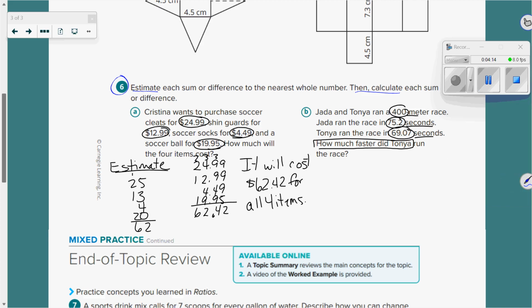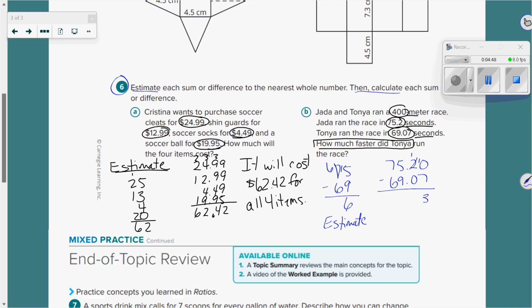Remember, when I do the race, the faster time is actually the person who won. So I know it's about 75 seconds and about 69 seconds. If I subtract those, I end up with an estimate of 6. So I know it should be somewhere around 6 seconds. Doing the actual math, 75 and 2/10, subtracting 69 and 7/10. In this case, I must add a 0 to the 2. I have to have something to subtract from.